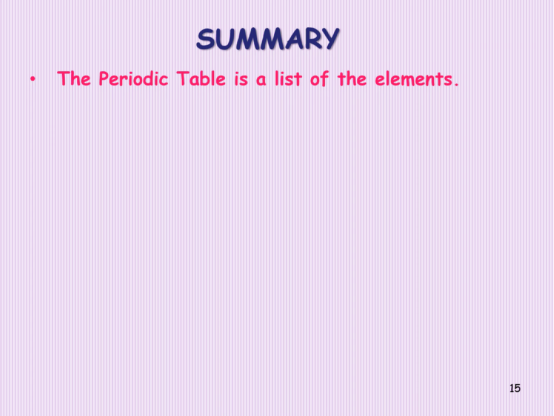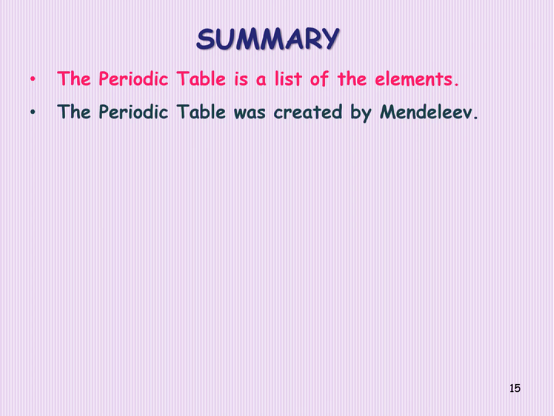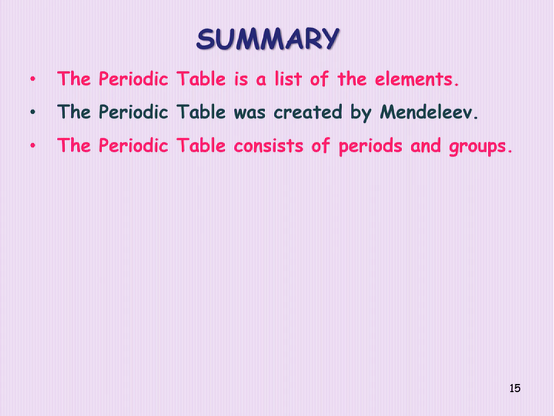Let us summarize the main points that you have learnt. The periodic table is a list of the elements. The periodic table was created by Mendeleev. The periodic table consists of periods and groups.